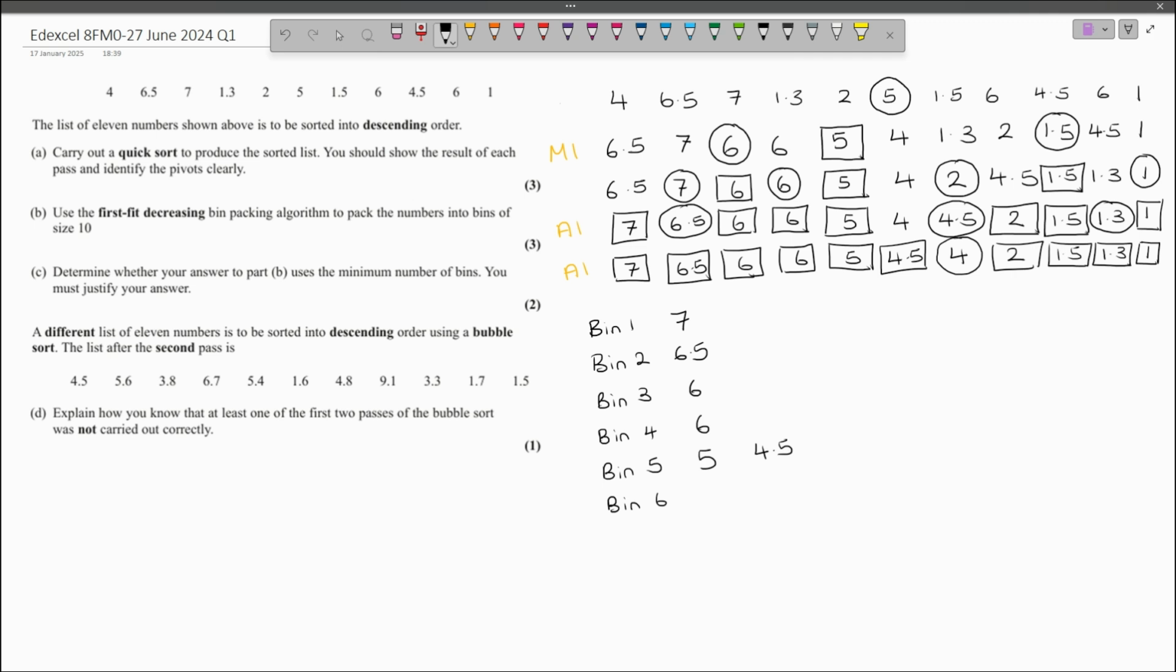4 can't fit into bin 1, can't fit into bin 2, but it can fit into bin 3. So I'm going to place this object with size 4 into bin 3.